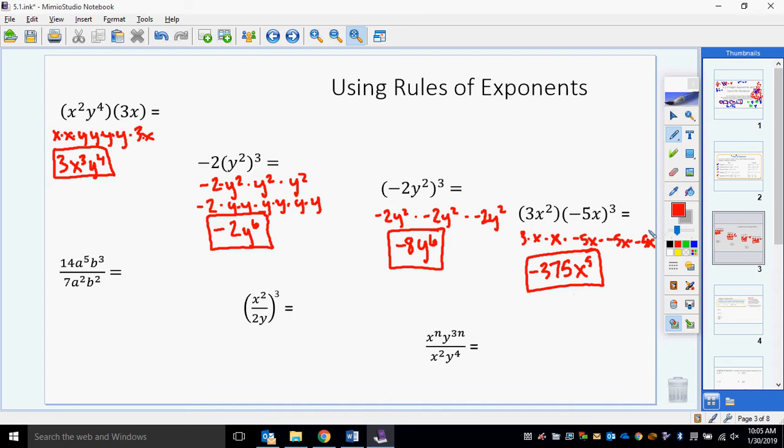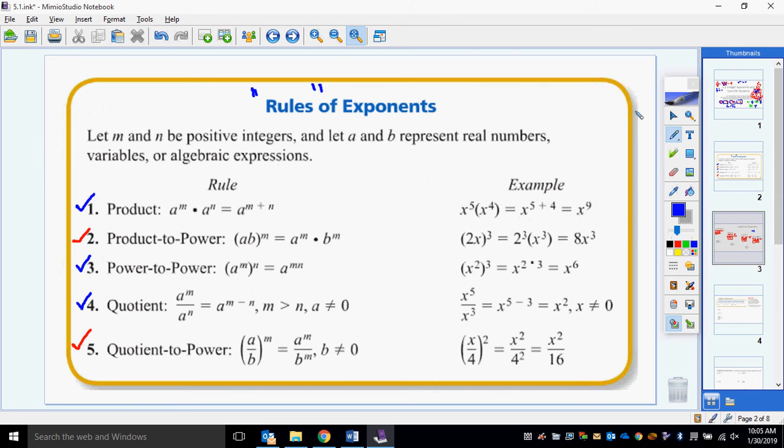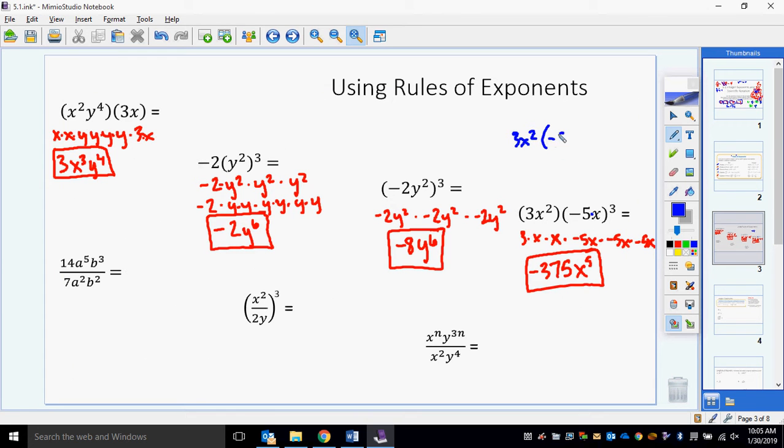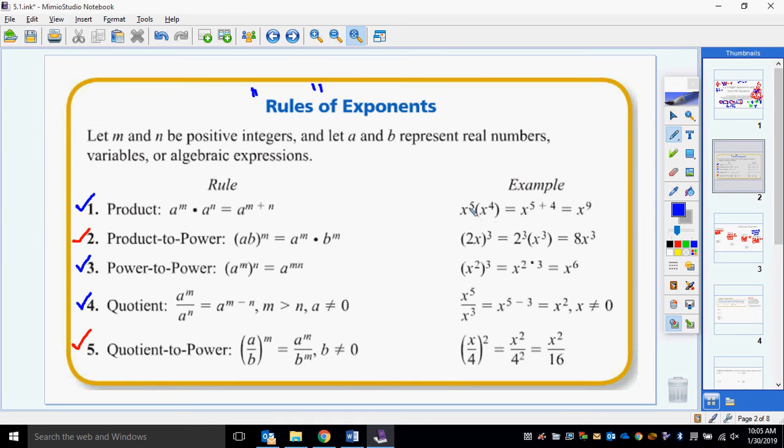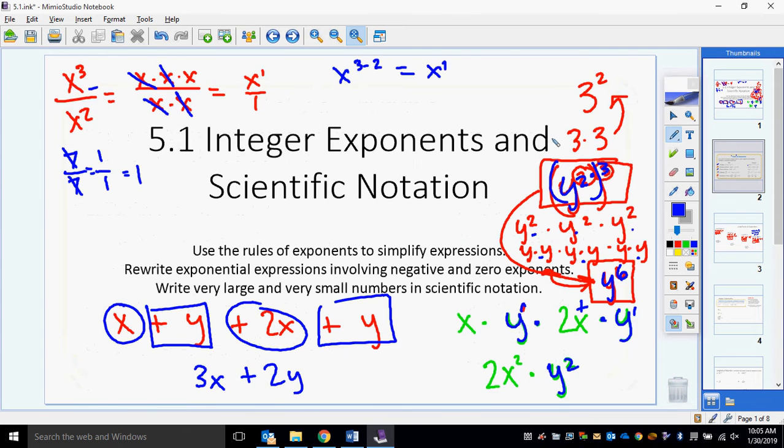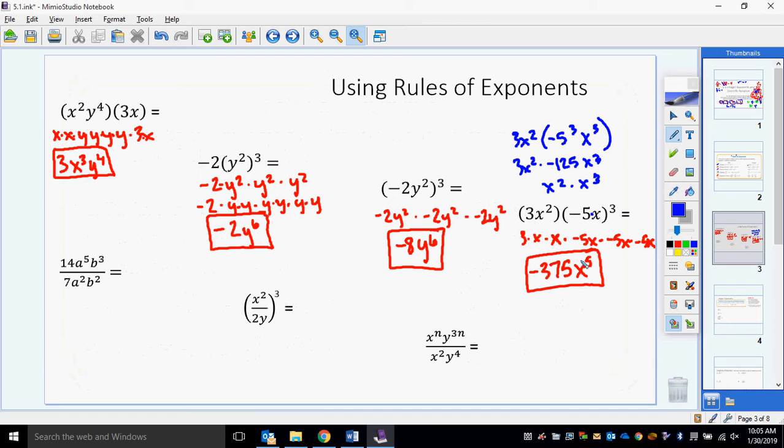Okay. Thinking about it in terms of rules, I have 3x squared being multiplied. I have a product, negative 5 times x to a power. Product to a power is rule 2, which means they both get that power. So a negative 5 gets the cube and the x gets the cube. Well, negative 5 cubed is negative 125. Then I have x cubed times 3x squared. So multiply the 3 times negative 125 and you get negative 375. And I have an x squared times an x cubed. That is a product rule. When you're multiplying same base, different powers, you can add the powers. So that's how I get an x to the 5th.